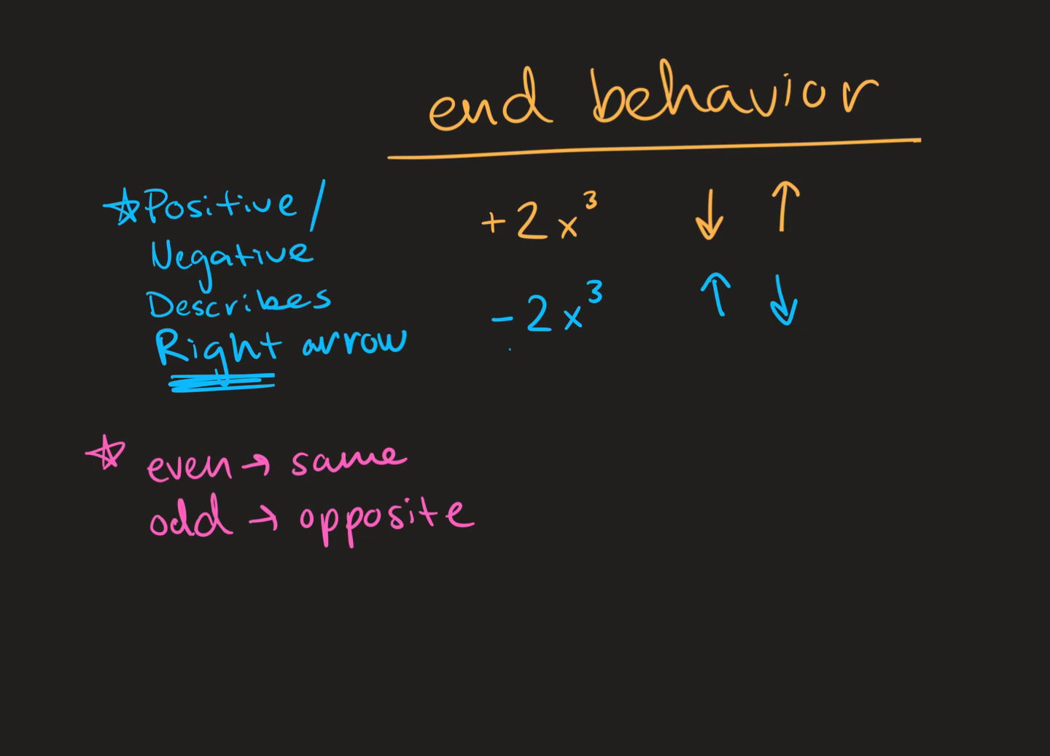So let's say I had a positive 2x to the 4th power. What would my arrows do? They go up. They're going to go in the same direction because my exponent is even, and it's positive, so the right arrow is going to go up. Let's say I had negative 2x to the fourth power. What would my arrows do? They both go down.